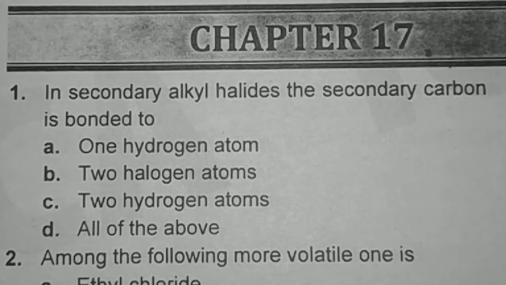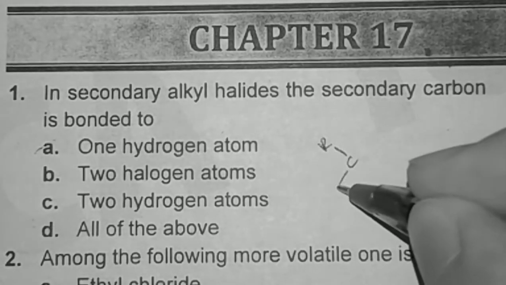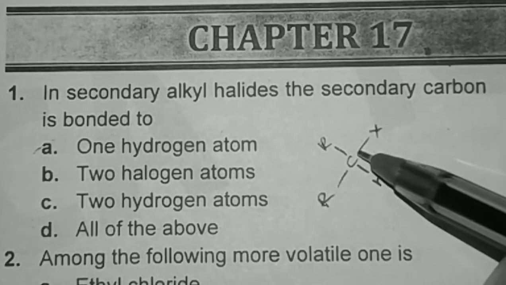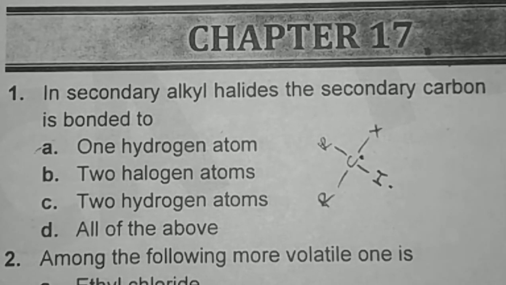First MCQ: in secondary alkyl halide, the secondary carbon is bonded to one hydrogen atom. Look here, this is the secondary alkyl halide, and this one is the secondary carbon. This carbon is bonded to one hydrogen atom, so option A is correct here.